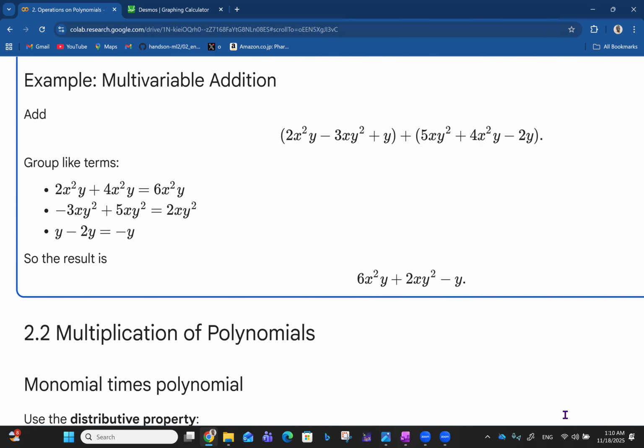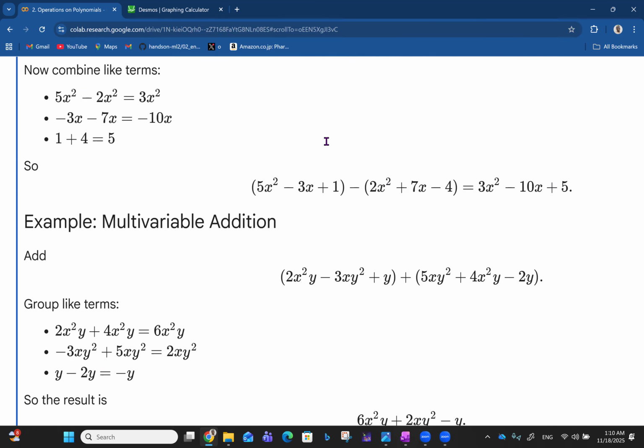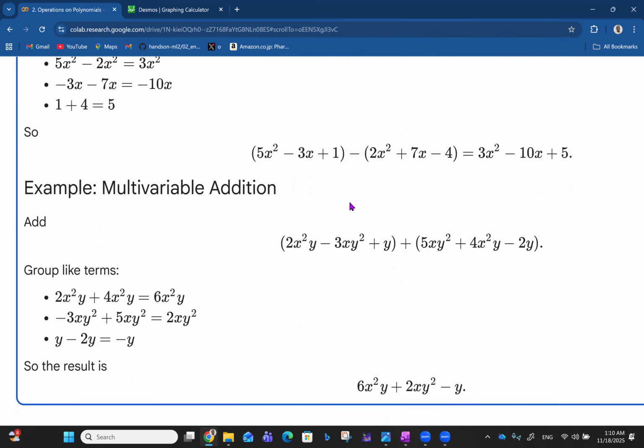So let's talk about multivariable addition. In this case, we have 2x squared y minus 3xy squared plus y, then 5xy squared plus 4x squared y minus 2y. Here we have to be careful because we now have more than one variable. You want to be sure that 2x squared y is not the same as 3xy squared. So 2x squared y will go together with 4x squared y, then minus 3xy squared will go with 5xy squared, then y will go with minus 2y.